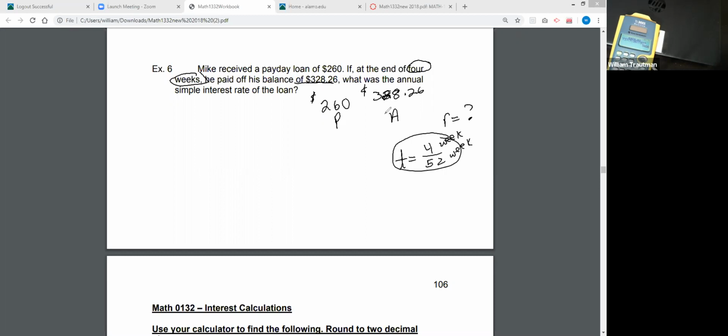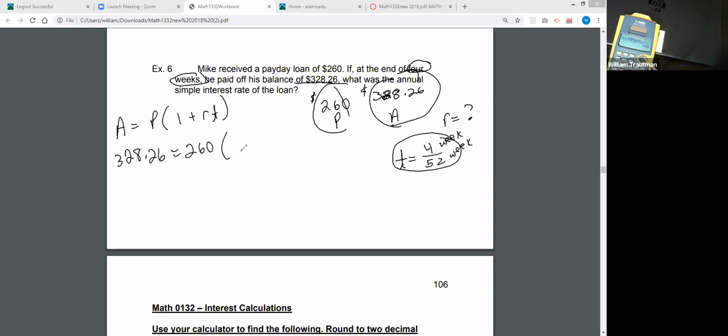So we have everything we need. We have P, we have A, and we have T. We just have to find R. So the formula: A equals P times 1 plus RT. A is 328.26. P was 260. 1 plus the interest rate, which we're trying to find, and time is 4/52.